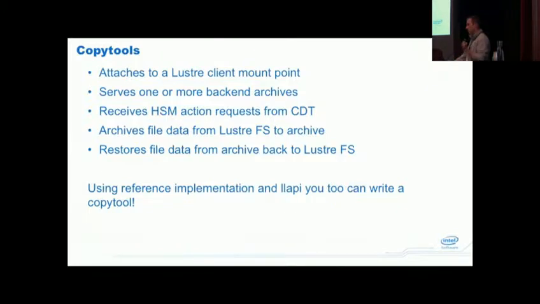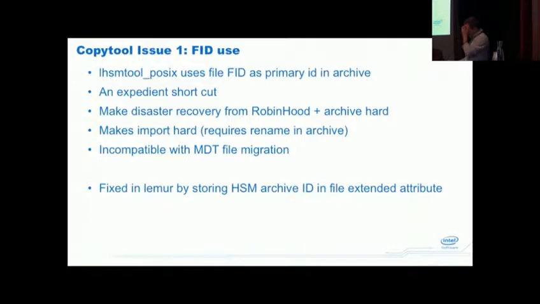So if you go to the, I'm sorry I don't have links in the deck, but if you go to the Stanford-RC GitHub, then you can see how to connect the two, and they have a very nice write-up. So what are some issues that we need to address with copy tools? Well, the reference copy tool uses the file FID as the primary ID in the archive. This was sort of the best that could be done at the time of implementation. There are some negative consequences to this.